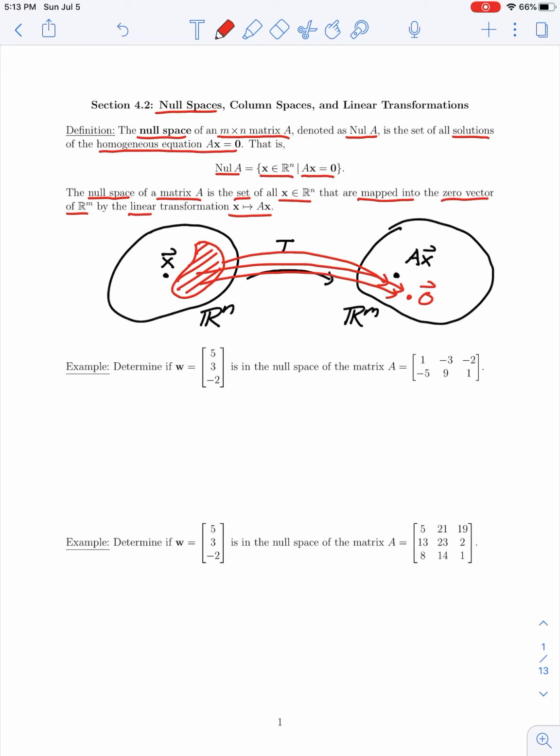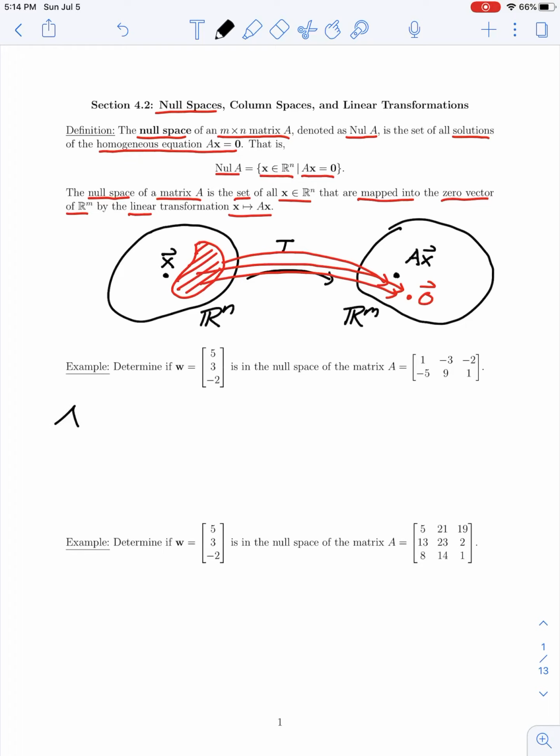So in our first example, we'll try to determine whether a given vector is in the null space of a matrix. So let's consider the following. Here we're asked to determine whether the vector w, which is 5, 3, negative 2, is in the null space of this matrix A, which is a 2 by 3 matrix. And to determine whether a vector is in the null space of a matrix, we want to see whether that vector is mapped to the zero vector by the matrix.